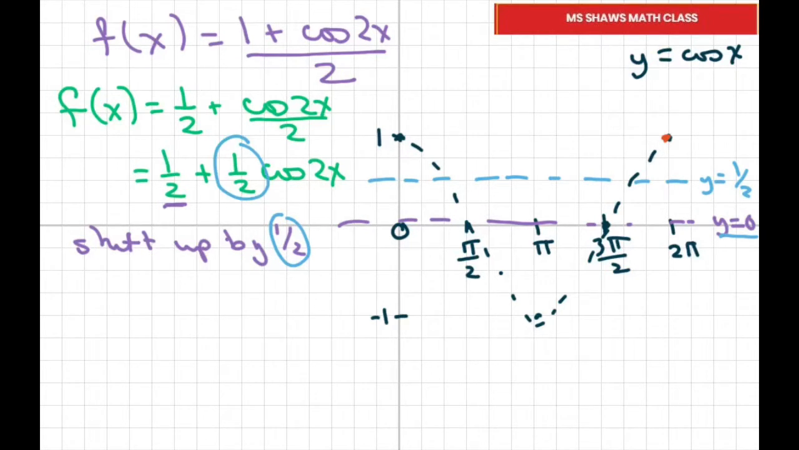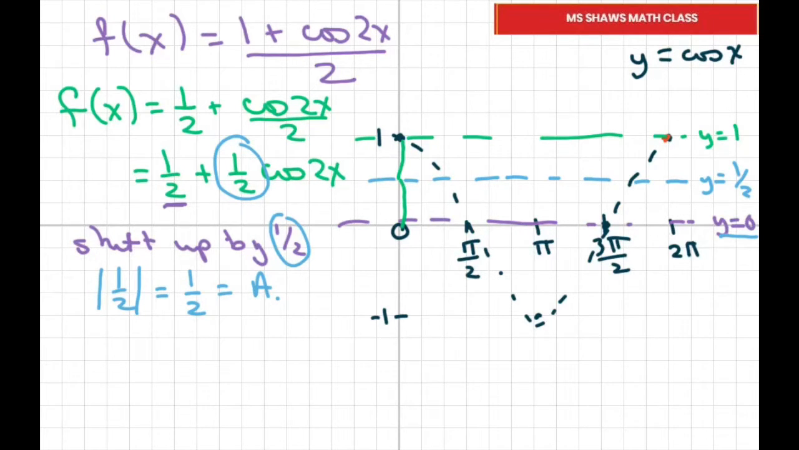Now my amplitude is the absolute value of 1/2, which is just 1/2. That equals your amplitude. So from your center line, you're going up 1/2 and down 1/2. So our max is going to be at y equals 1, and our min is going to be at y equals 0 here. And then our period is, you take this number, divide it by 2. So your period equals 2 pi divided by 2, which is just pi. That means it makes a complete wave between 0 and pi.